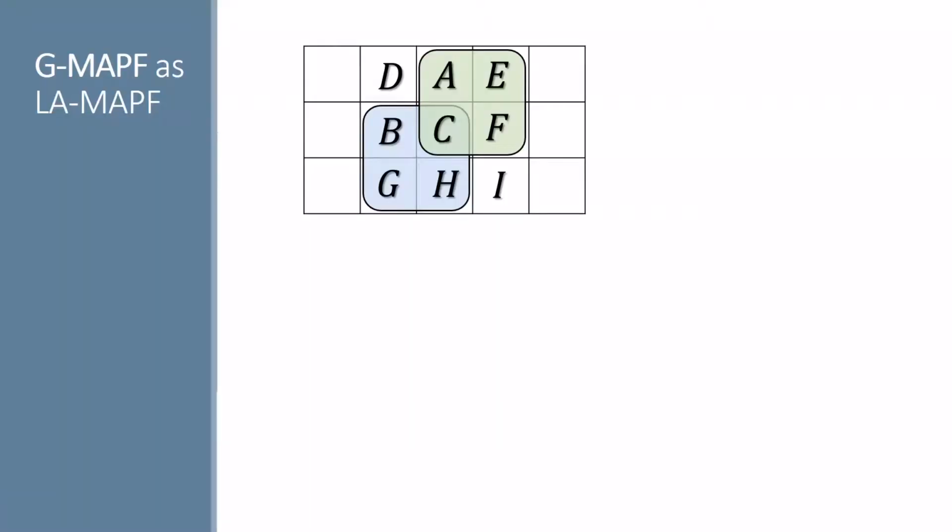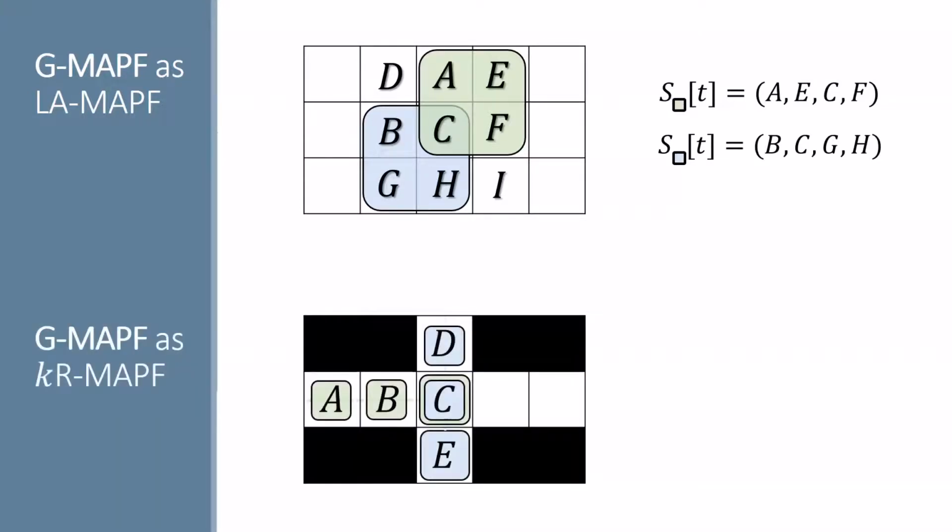We can easily generalize large agents. The state of each agent is defined by the locations it occupies at each time step. Here, the state of the green agent contains locations A, E, C, and F. Generalizing k-robust is less intuitive. The state of each agent is defined by its current location as well as its previous k locations. Here, the state of the green agent contains locations A, B, and C.